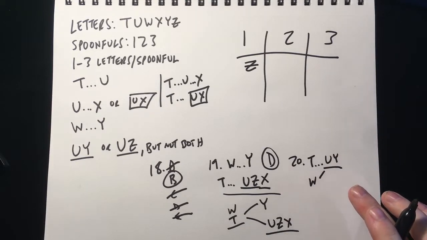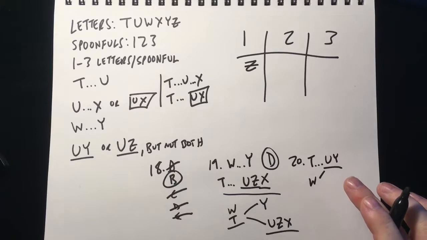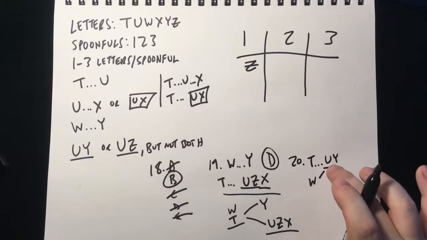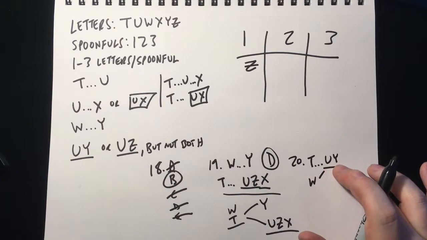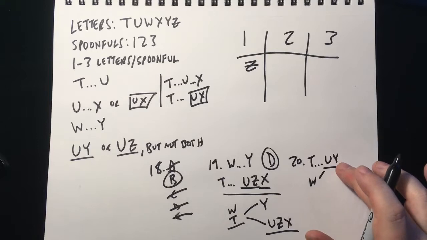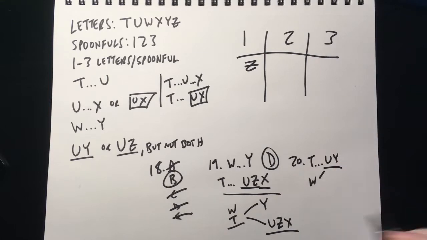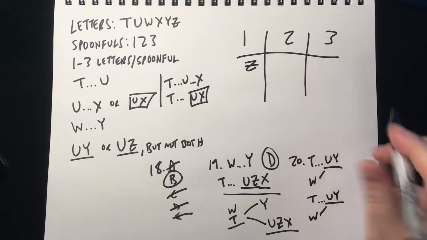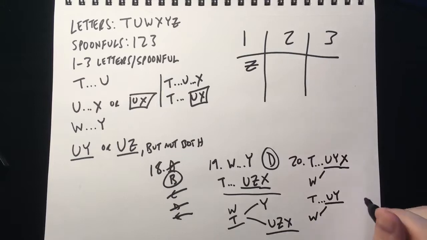And then, who am I missing from all this? Once again, I'm missing X. What do I know about X? I know X is either in this spoonful with the U and the Y, or it's coming after. I don't know which one, and so probably very quickly, just to get this out of my head, I'll have the U and the Y and the X, or I'll have the U and the Y and the X.